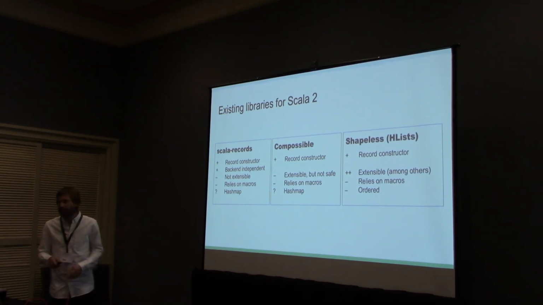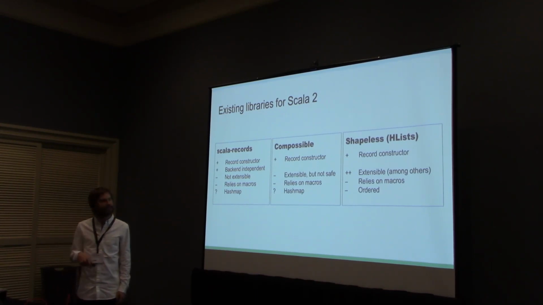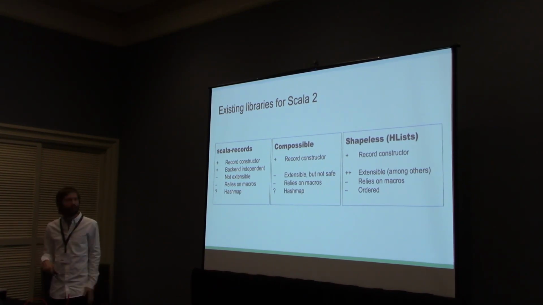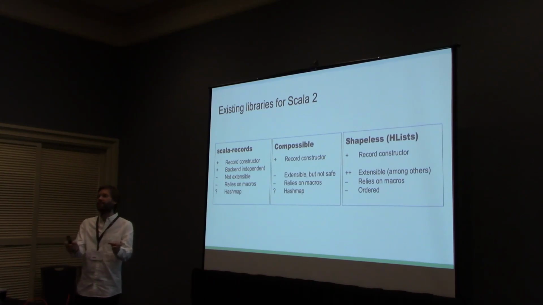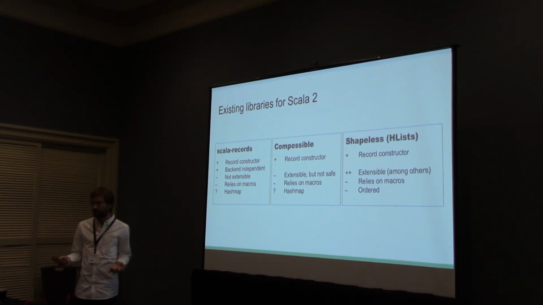Then, of course, we have the famous Shapeless library with their HList-based records, and they are for sure extensible, among a lot of other things you can do with them. But in the Shapeless records, the fields are ordered, so a name and year record isn't the same thing as a year and name record, and that is really limiting. It essentially breaks structural subtyping.